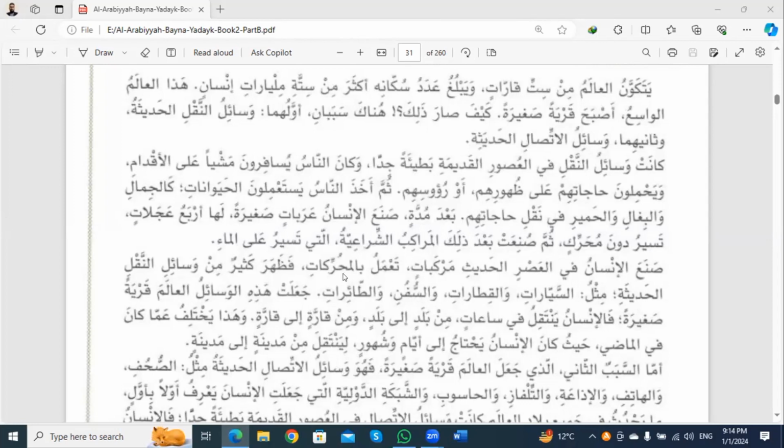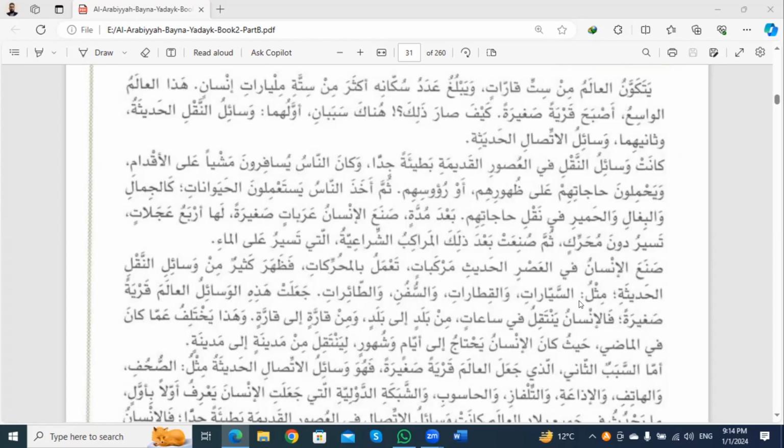powered by engines. So many modern means of transportation appeared. Kathir means many, wasa'il an-naql means means of transportation.